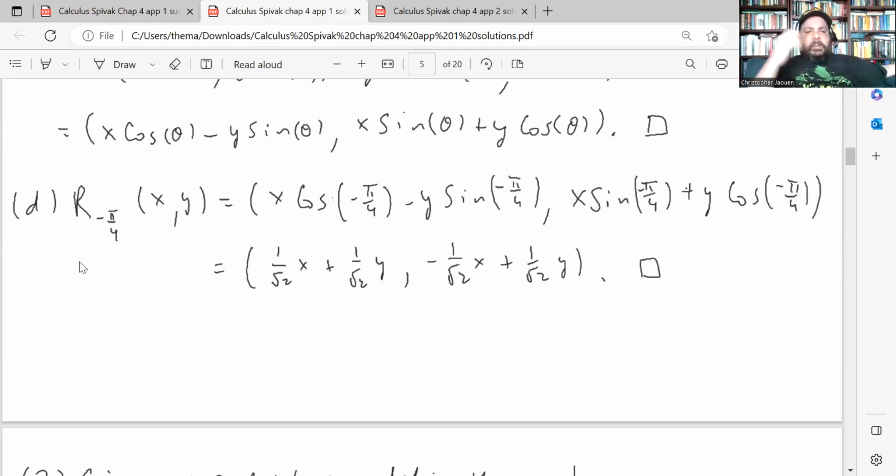So this would be like an active transformation, whereas the other one, you could think of as a passive transformation. So r of -π/4, just plug the value into the formula that we derived in part C, and you get the same answer that we got for problem 4.23. All right, that's essentially it.